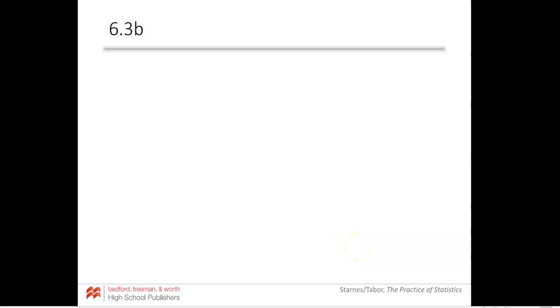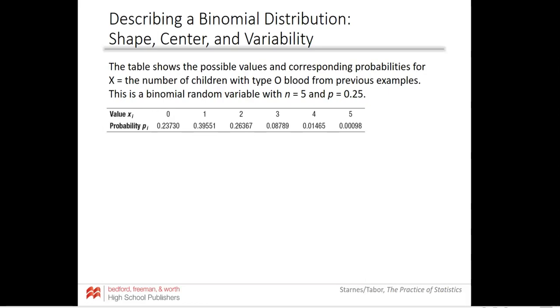This is lesson 6.3b. I think we're going to get into some geometric distributions here. So let's talk about this one. This is a binomial distribution, the shape, center, and variability. A table shows the possible values and corresponding probabilities of, this is blood type. This is the one we were doing before.